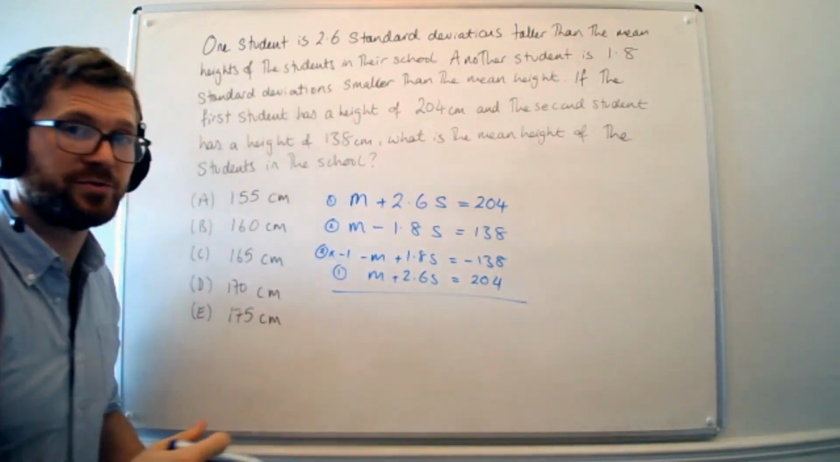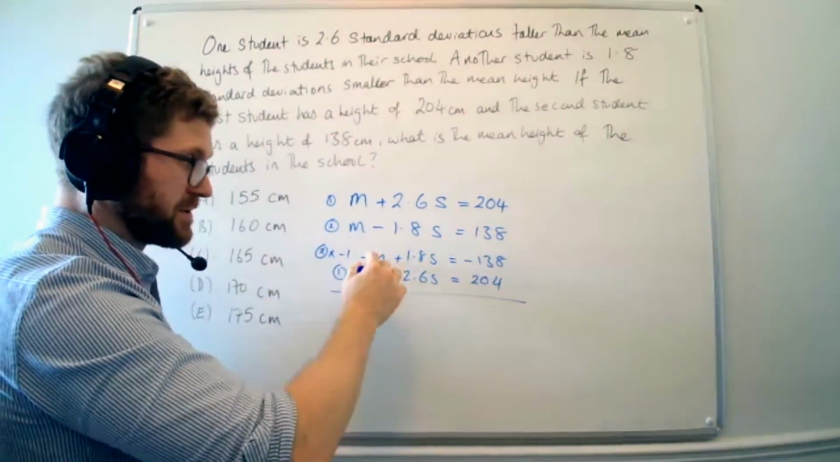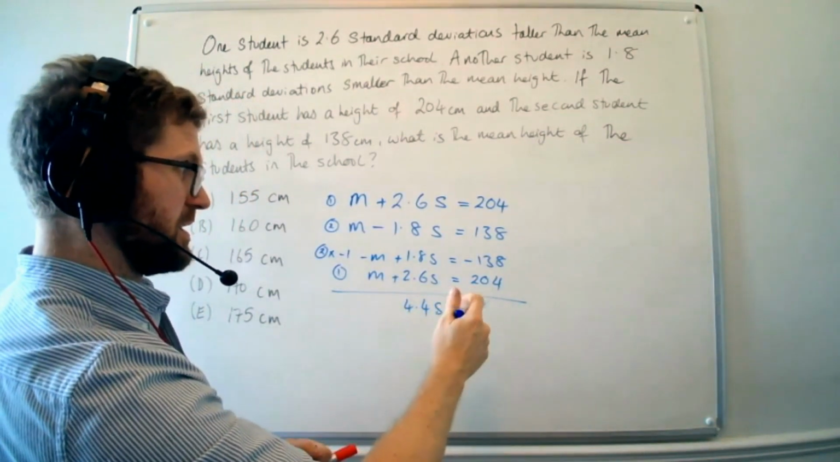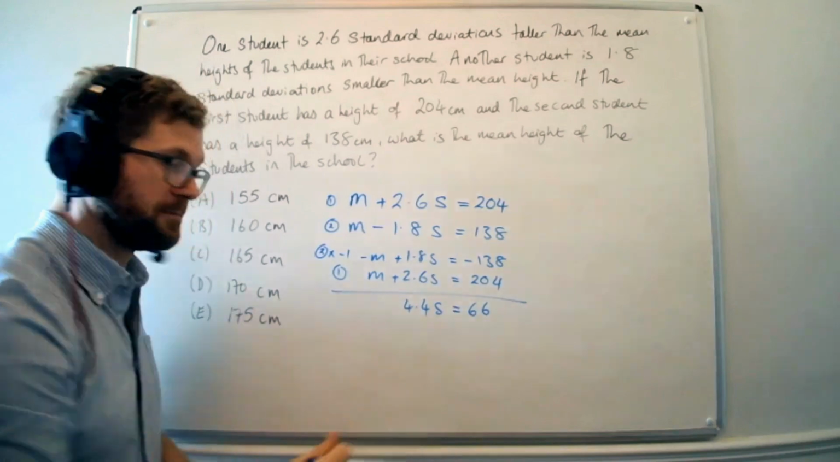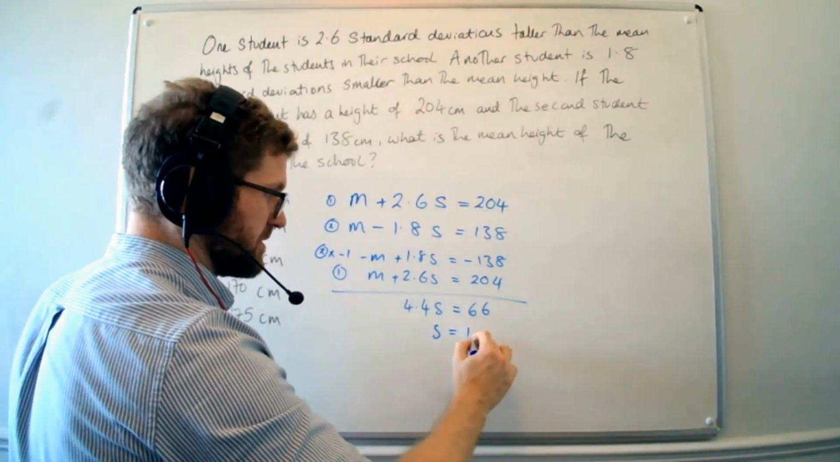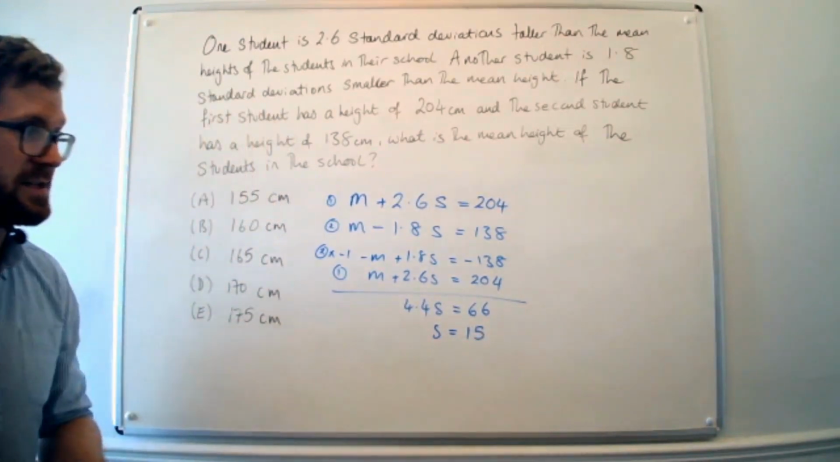And then I'll add those two equations together. The m's will cancel out. I'll end up with 4.4s, and that's going to equal 66. Divide by 4.4 on both sides, I'm going to get s is equal to 15. And so that's my standard deviation.